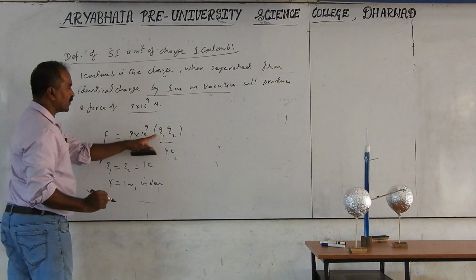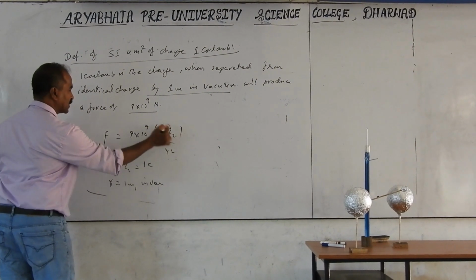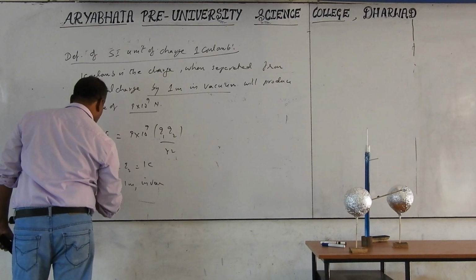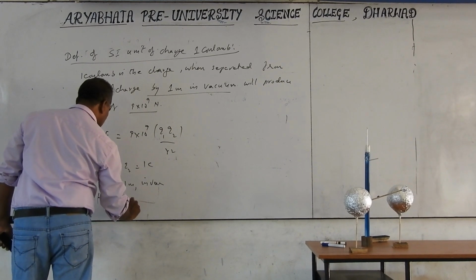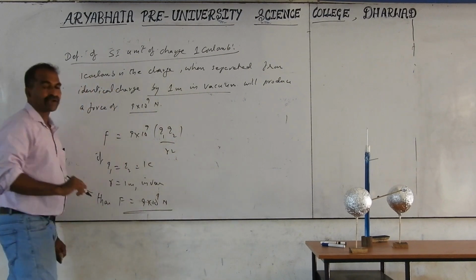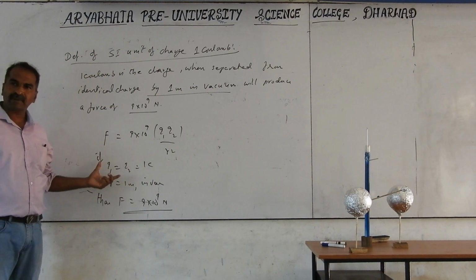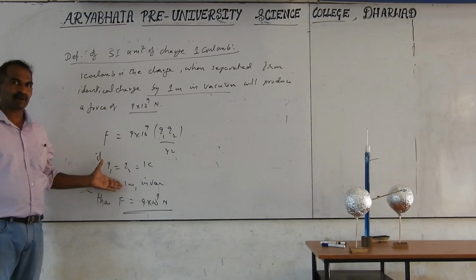If this substitution is taken, then what you get is F equals 1 into 1 by 1 square, which is 1 on both. Then F is nothing but equal to 9 into 10 to the power of 9 newtons. And the force is attraction or repulsion; here, identical charges mean repulsion. But the formula can be applicable even in other cases for the problem's purposes.